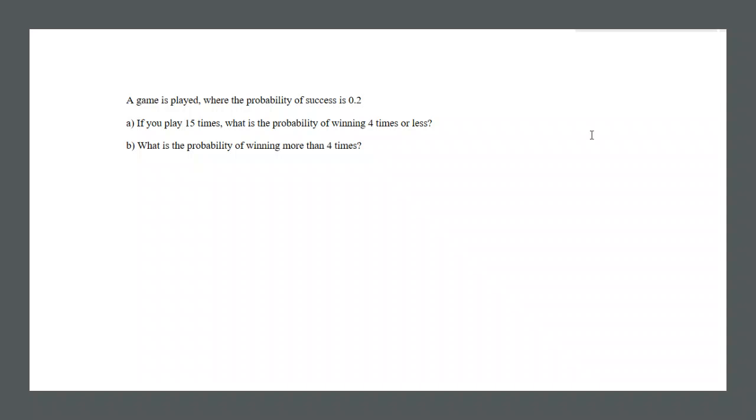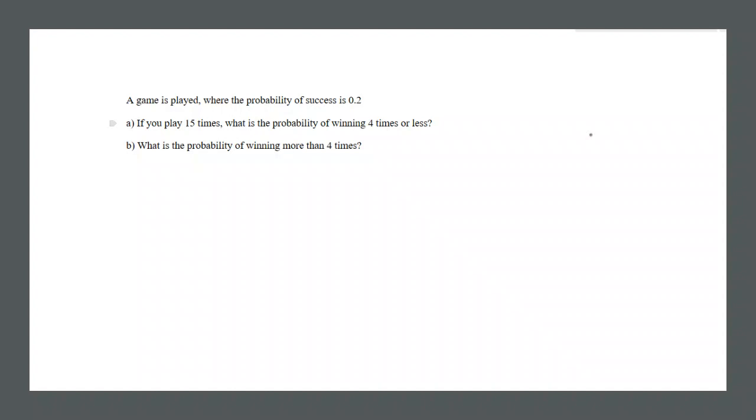How's it going, everyone? In this video, we're going to discuss how to calculate cumulative probabilities using the binomial distribution and a cumulative probability table. So here we have an example. A game is played where the probability of success is 0.2.